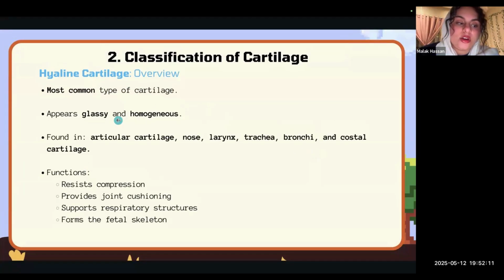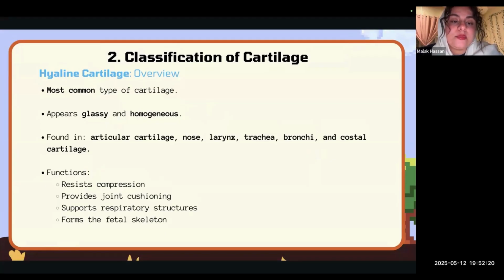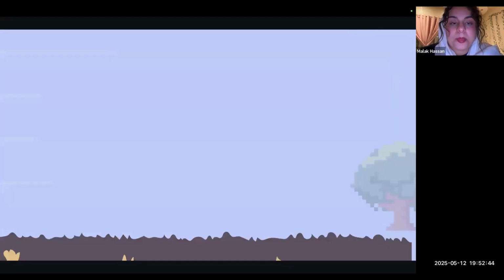Now, let's talk about hyaline cartilage. Hyaline cartilage is the most common type of cartilage, okay? It appears glassy and homogeneous. What does that mean? It means that it looks kind of whitish on gross anatomy. And it's found mostly in joints, okay? The larynx, trachea, bronchi, and costal cartilage, and the nose. And it functions to resist compression as well as cushion the joints, and it forms the fetal skeleton, okay?